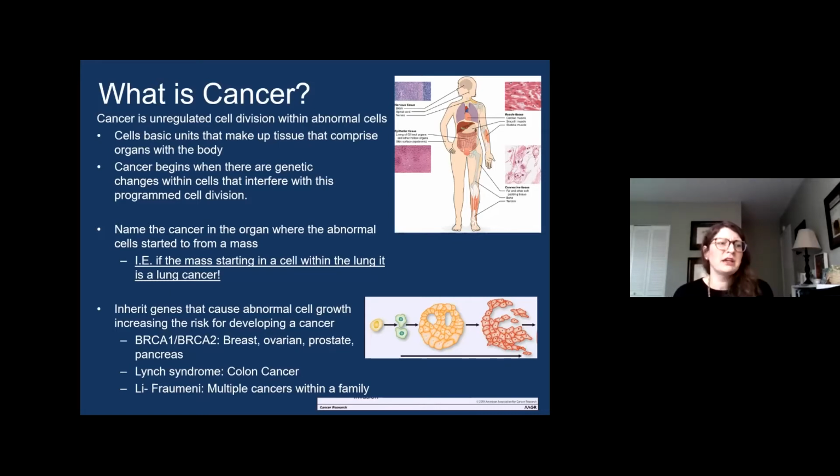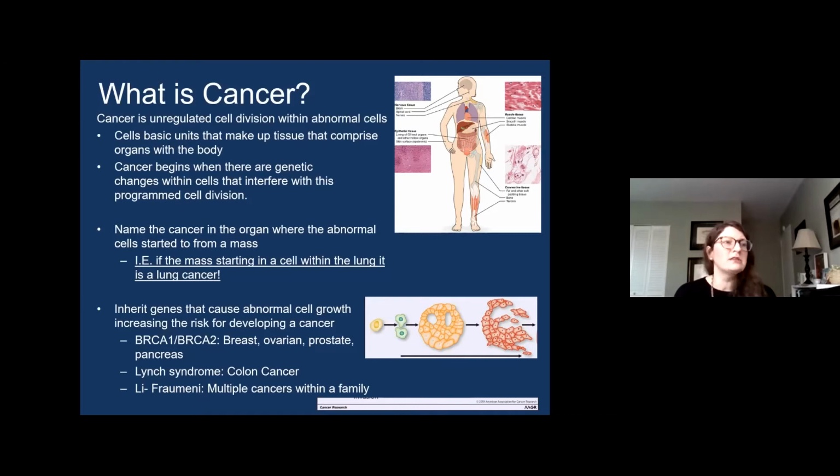And so we name cancers for where that abnormal cell growth starts and where that mass forms. If that mass forms in the cells within the lung, then we call it a lung cancer. If it forms within the cells within the liver, we call it a liver cancer. If it forms within the cells within the colon, we call it a colon cancer.